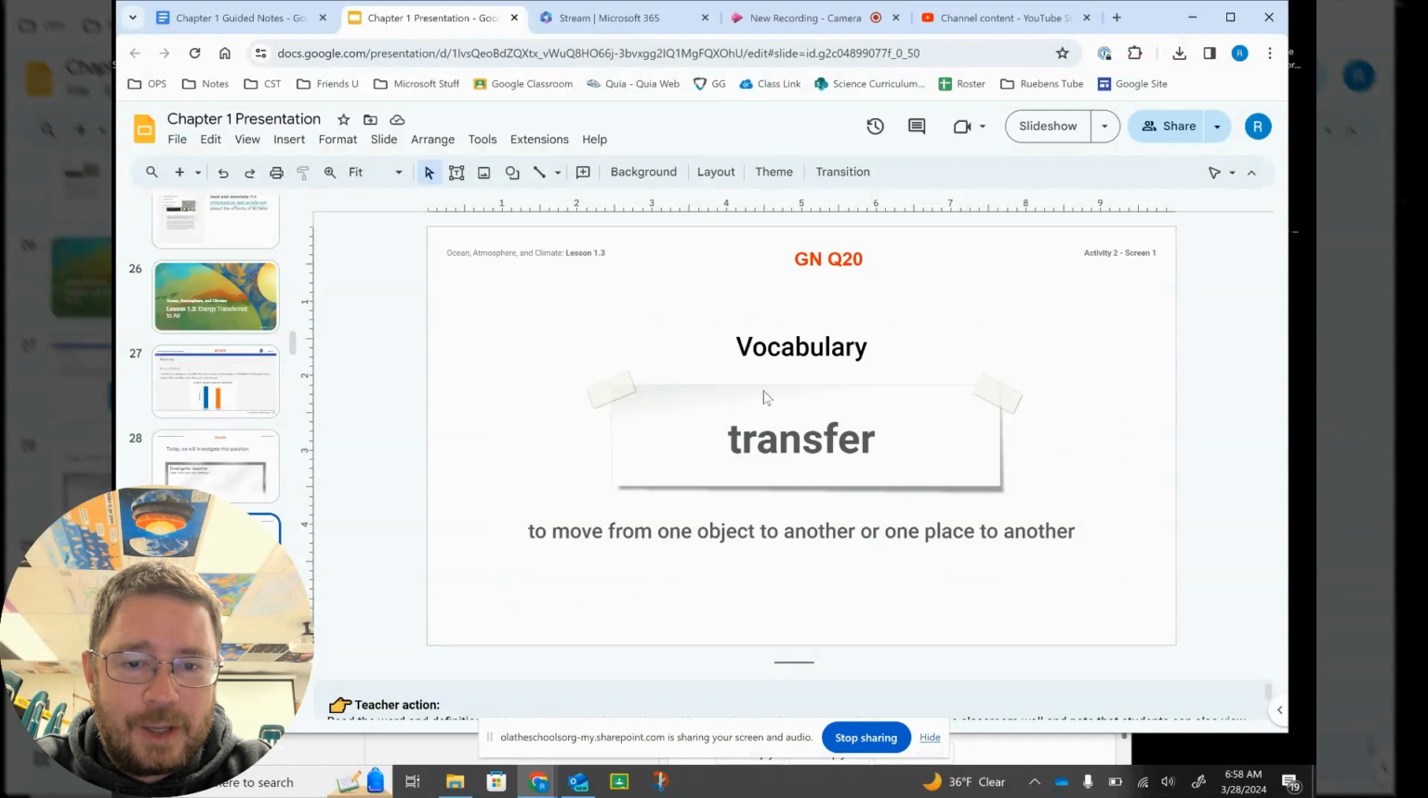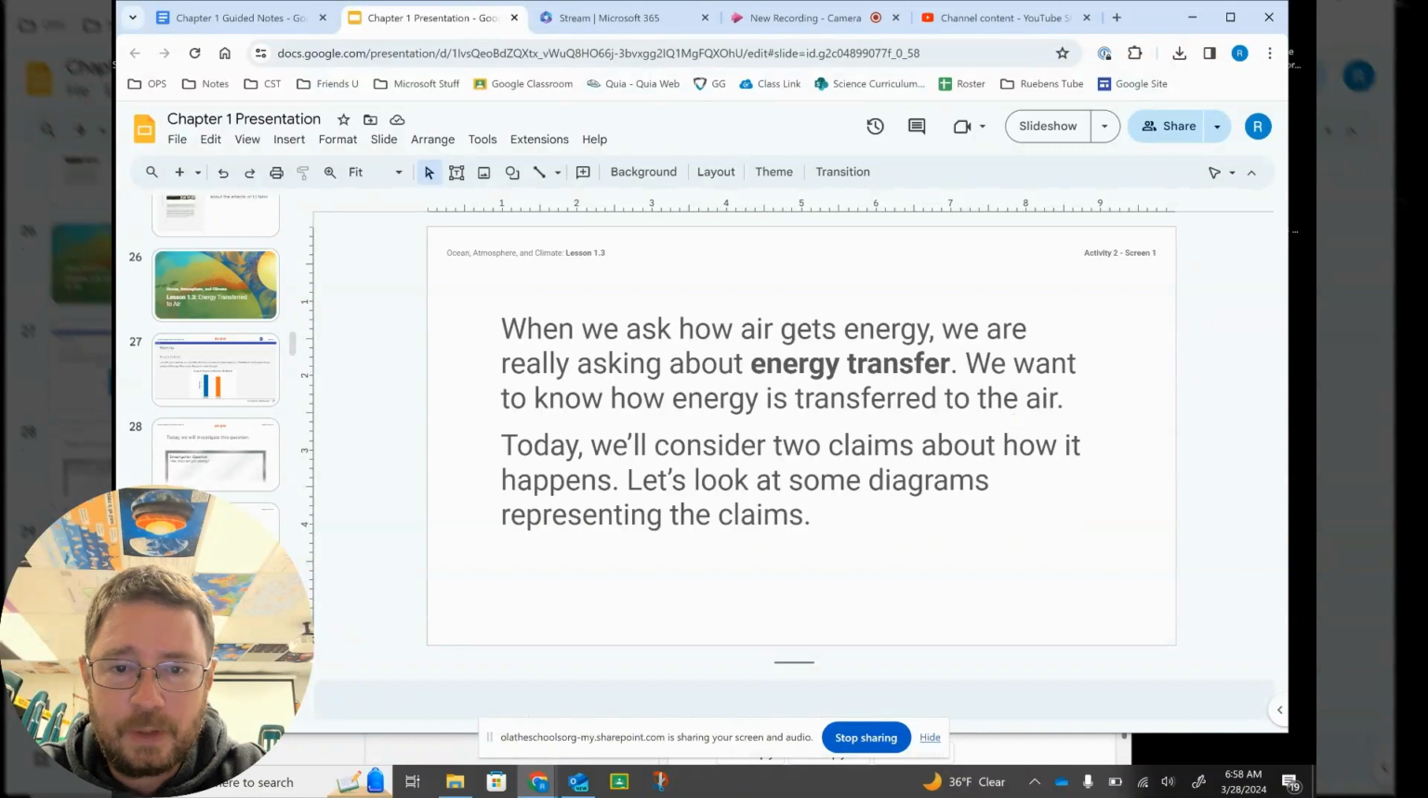Question 20 is a vocabulary term, transfer. Energy has to be transferred to the air in order for it to warm up, or it has to be transferred out of the air in order for the air to cool down. So, what does transfer mean? It means to move from one object to another or from one place to another. So, write this in for question 20.